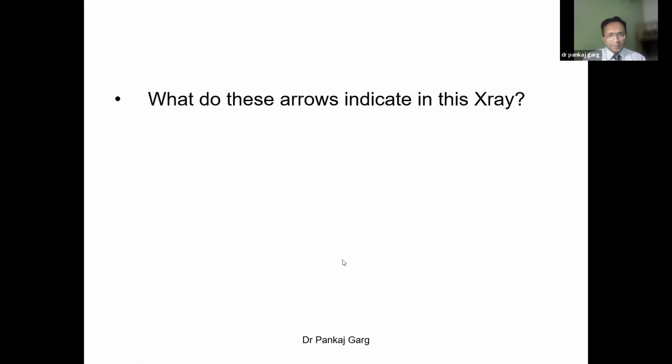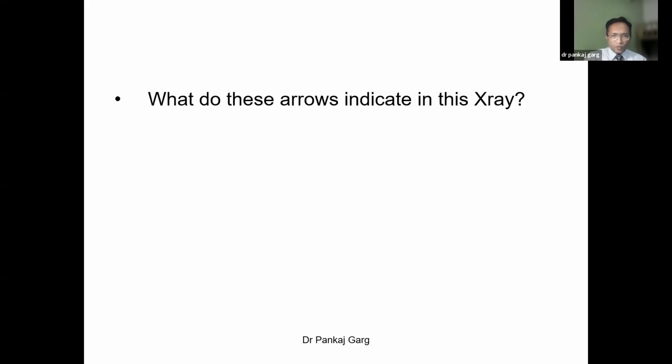So nobody picks it up. PDA ligation. So what does this arrow show? It does not show you PDA ligation. It shows you something different. Jamin Kumar, you are close. Clips. Yes, that is the right answer. So device closure. Yes, they are showing metallic clips.